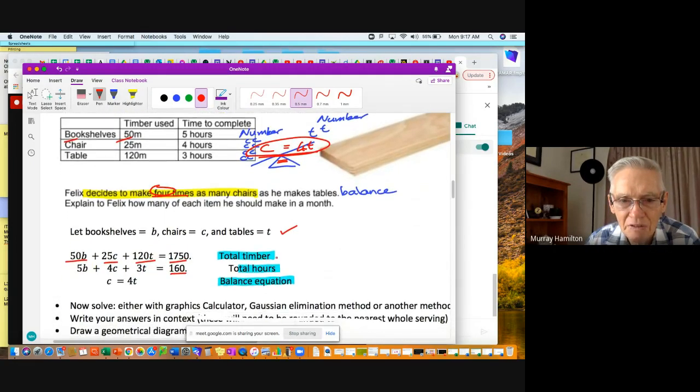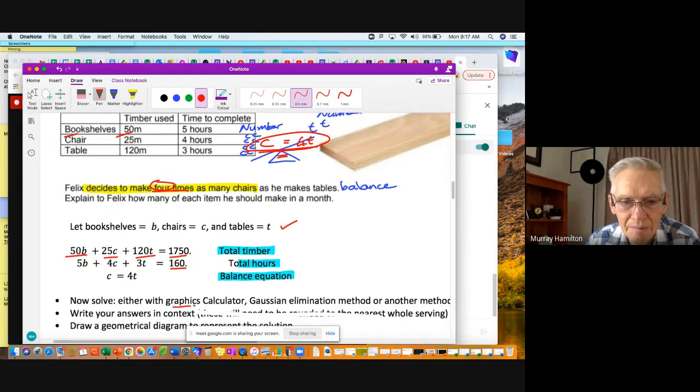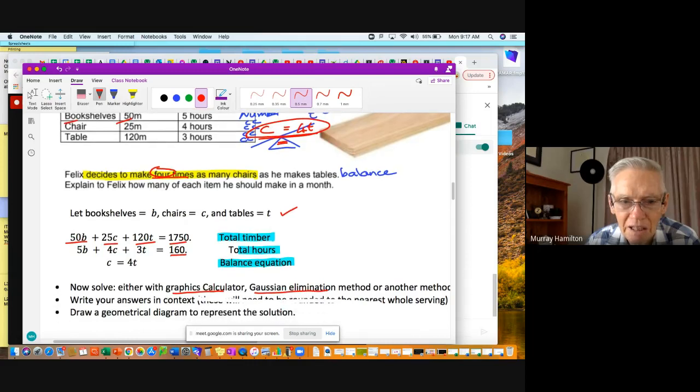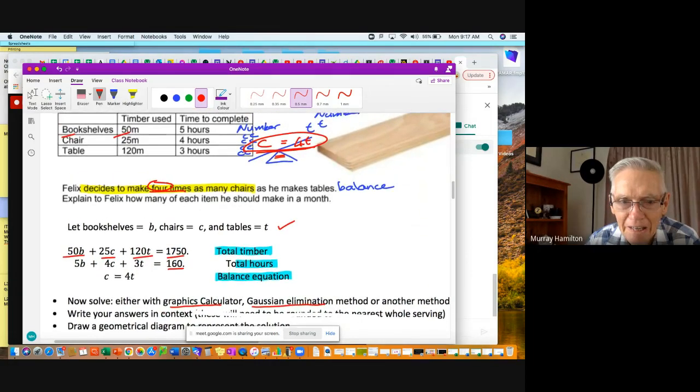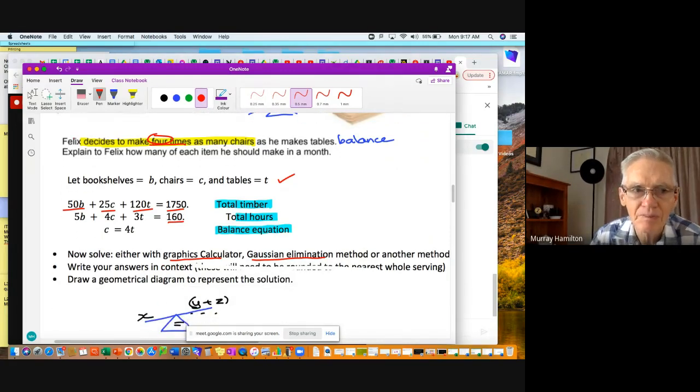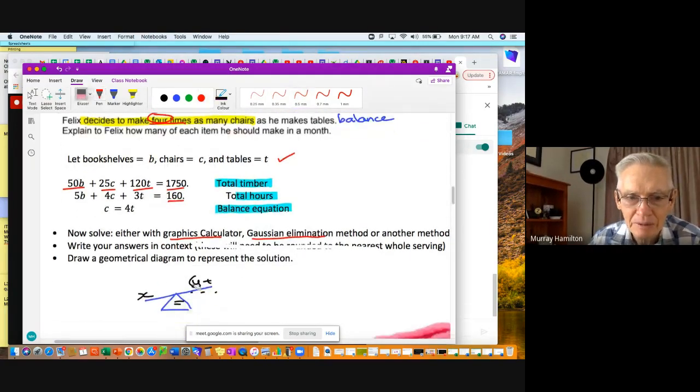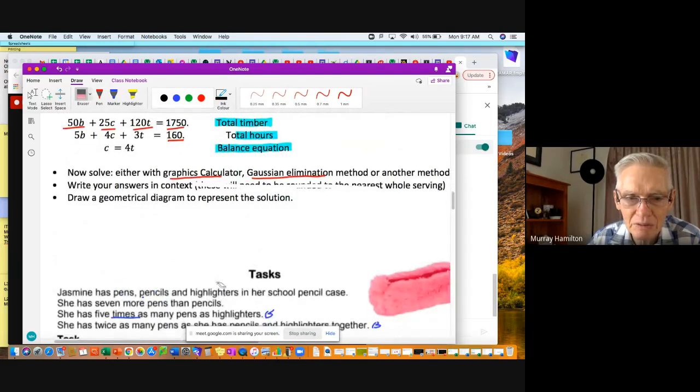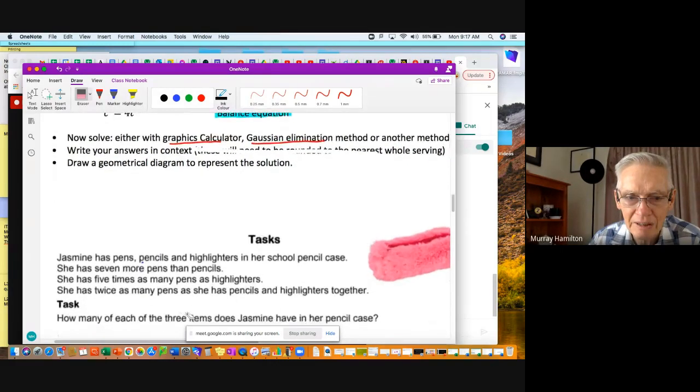Now you can solve it with a graphics calculator. You can solve it with the Gaussian elimination method or any other method. And you write your answers in context. The practice that we're having today is just writing things in words. Right? So perhaps I'll give you this one here to do. See if you can get the equations in words for this one. I'm just going to cross out my writing here.